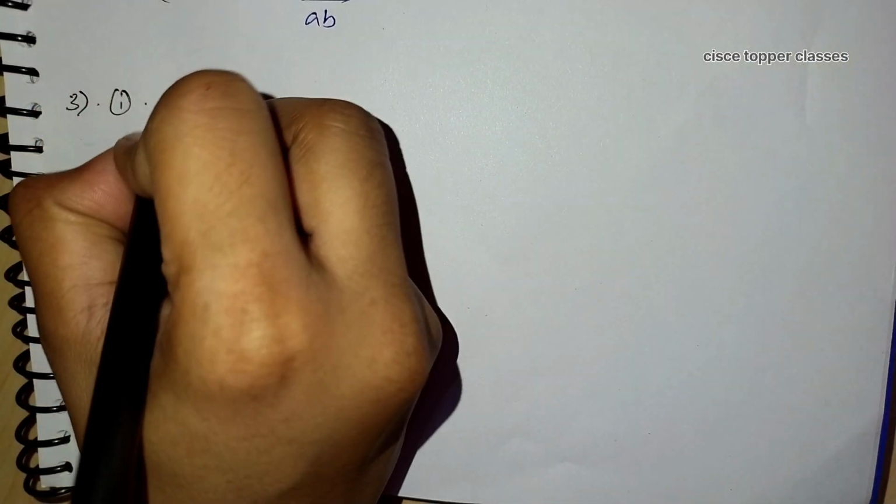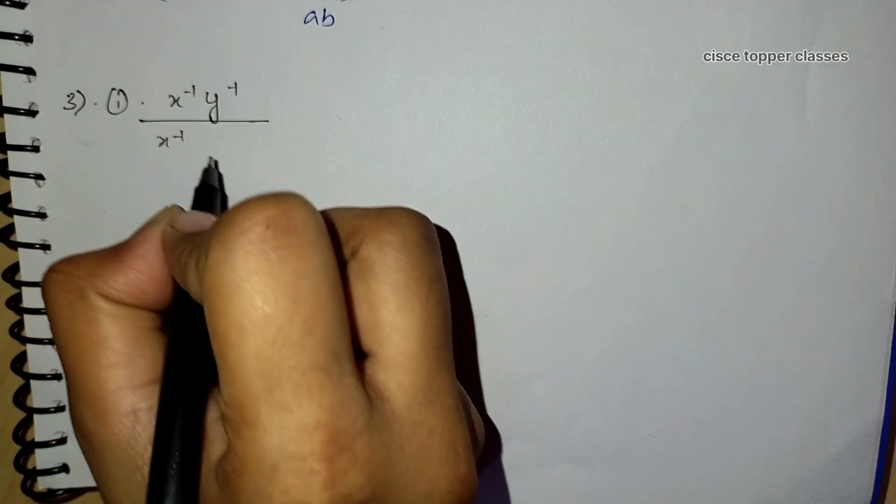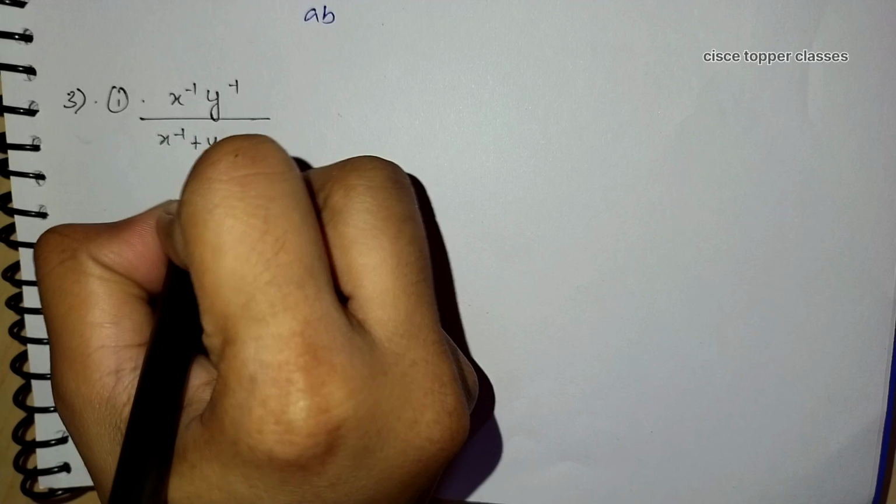Now let us solve question number 3, first part, which is x^(-1) y^(-1) divided by x^(-1) + y^(-1).